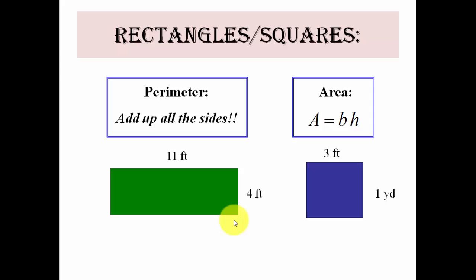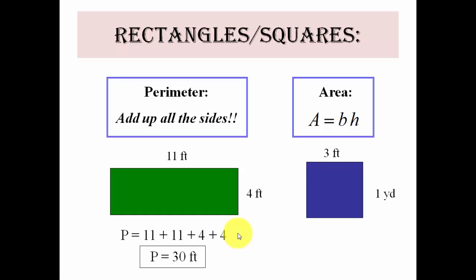So for the green rectangle, all I need to do is add up all the sides to find the perimeter. I know the sides across from each other are going to be equal. That's how I knew this one was 4 and this one was 11. So the perimeter for this one is going to be 30 feet.